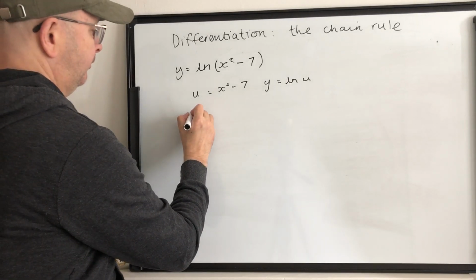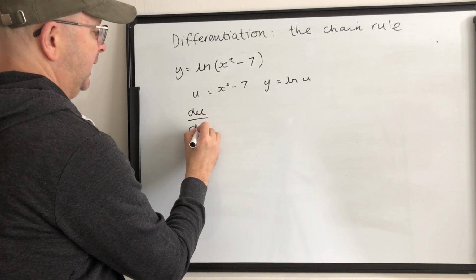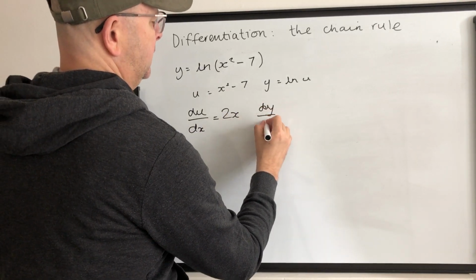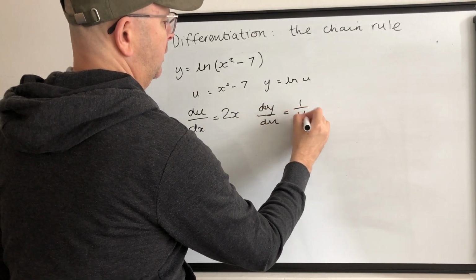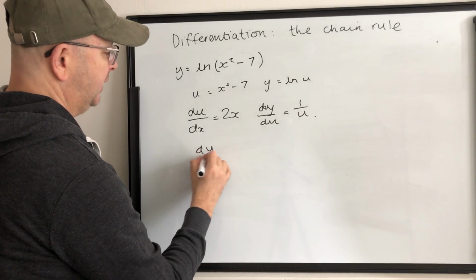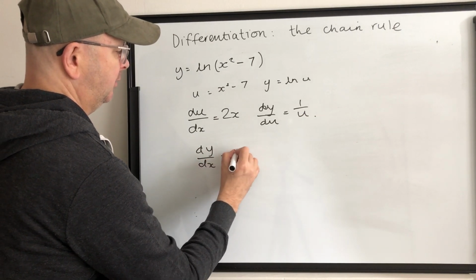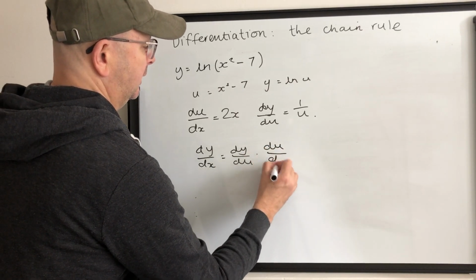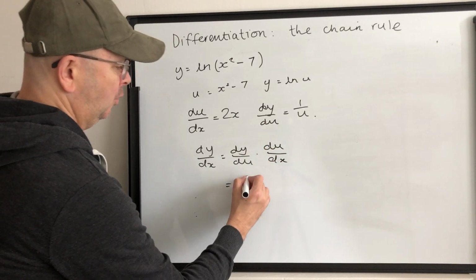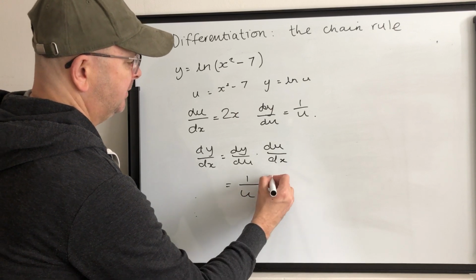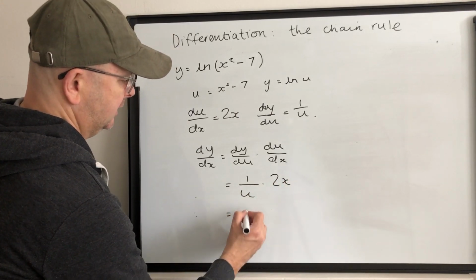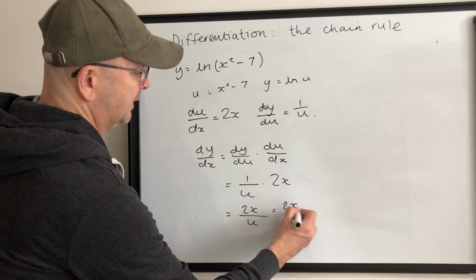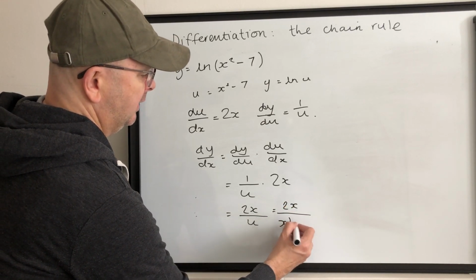So du/dx is 2x, dy/du is 1 over u. So writing out the chain rule formula, dy/dx equals dy/du times du/dx, which is 1 over u times by 2x, so it's 2x over u, or 2x over x squared minus 7.